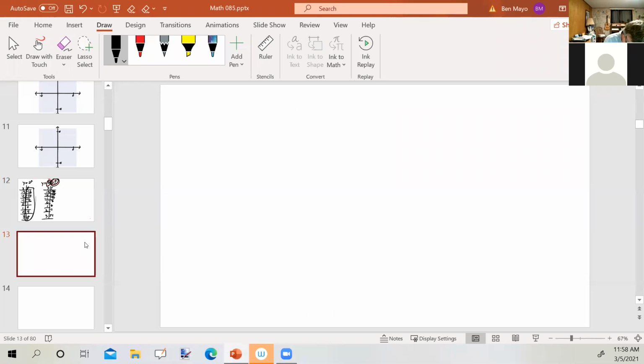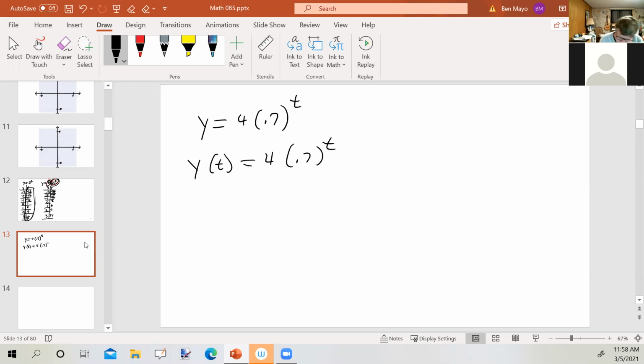All right. Now, let's say I have y equals 4 times 0.7 to the t power, and t stands for time. At the beginning of time for this problem, when t is 0, what is y? How much is there at the beginning of time? In fact, let's write it as a function: y of t equals 4 times 0.7 to the t power. In other words, what is y of 0 equal to?